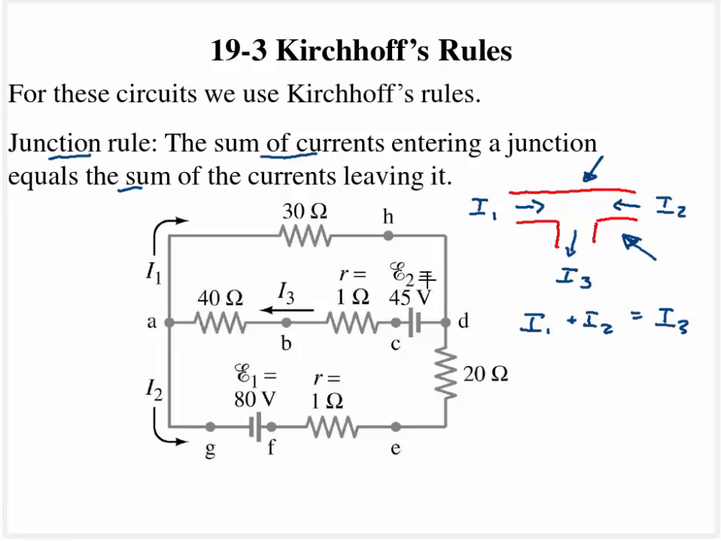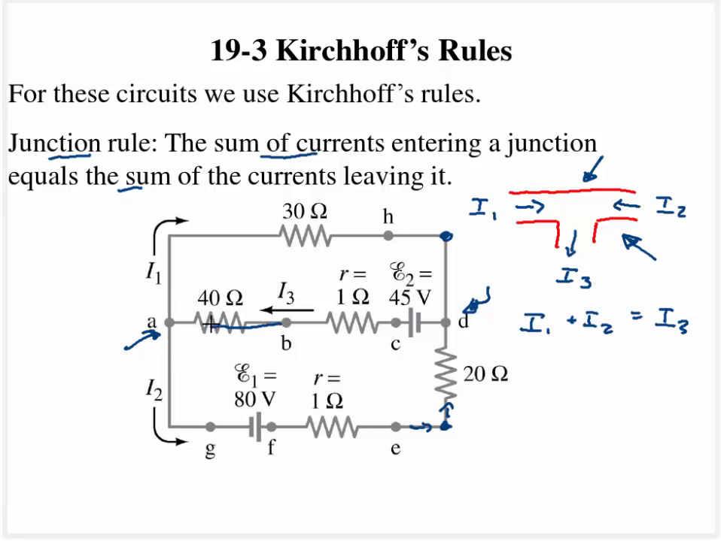Let's take a look at this circuit right here. Note that at the four corners there is a kink, but there is no junction. Current can only come here and then go out in that direction. So junctions are going to occur at both A and D.